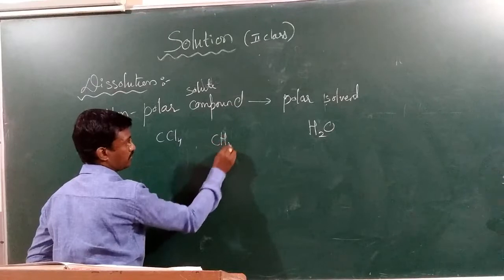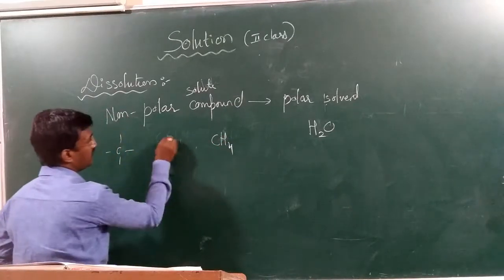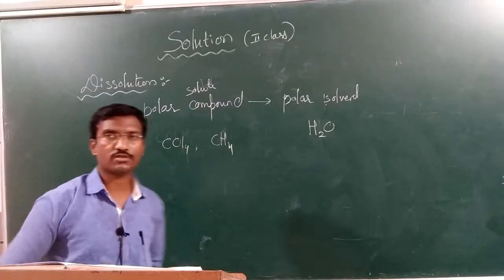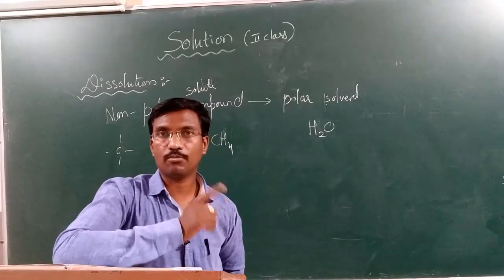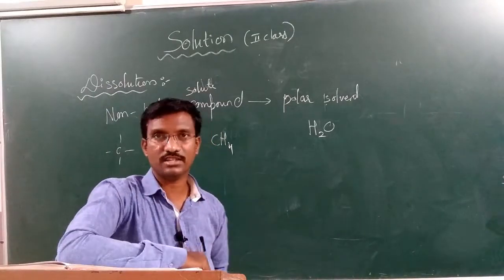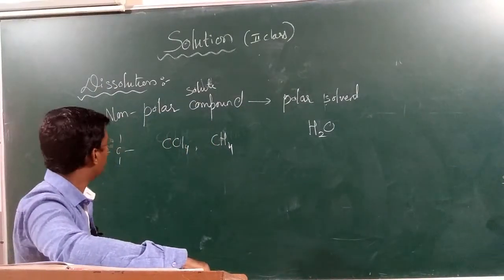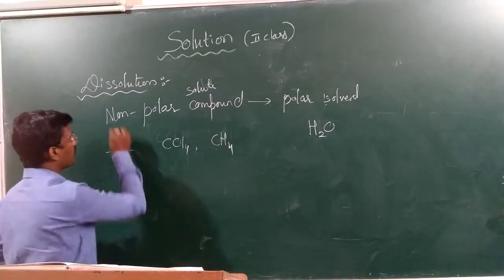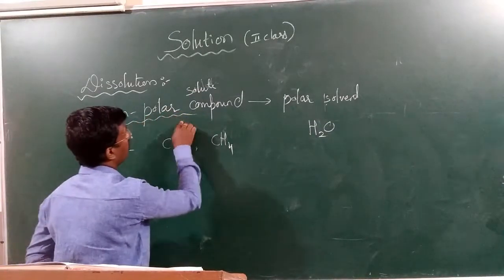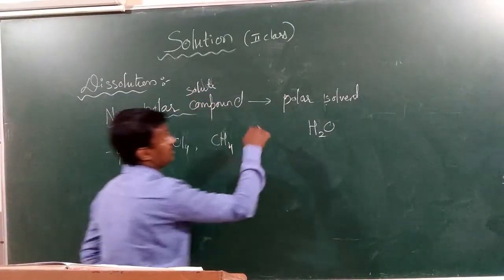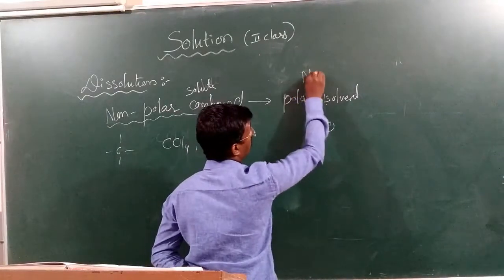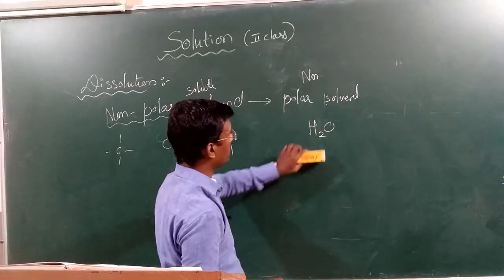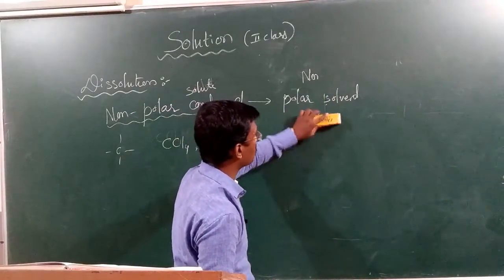Similarly, CH4, methane. Not only these compounds, carbon dioxide we can take, because C double bond to double bond, the opposite ends have negative charges and they cancel each other. So similarly, these are the compounds which do not contain a dipole. Such kind of compounds are called non-polar compounds. The non-polar solutes are soluble in non-polar solvent only.